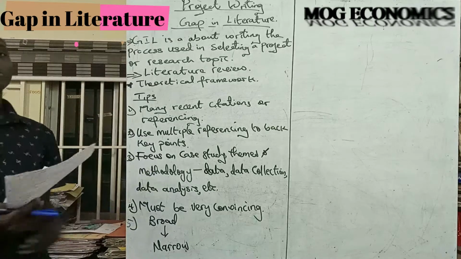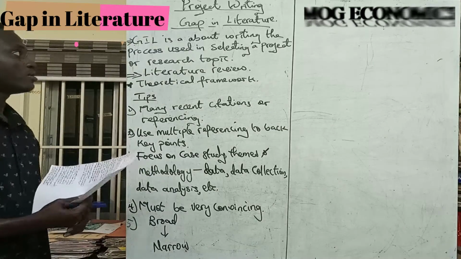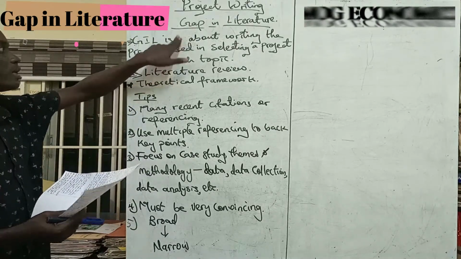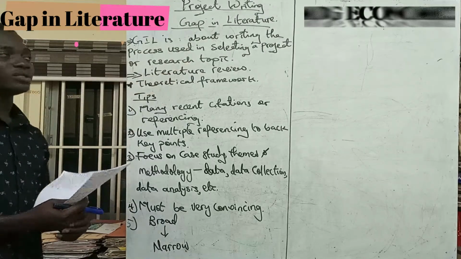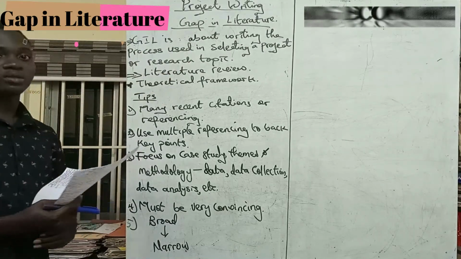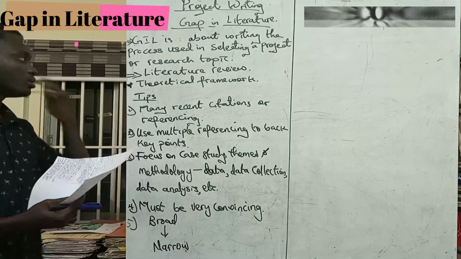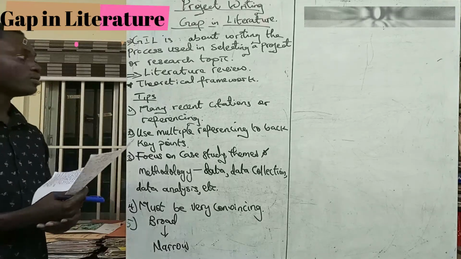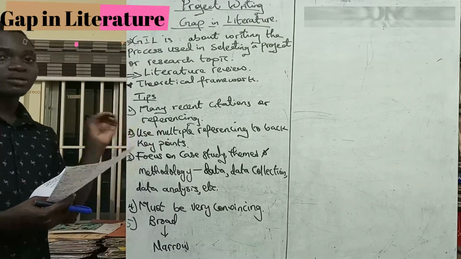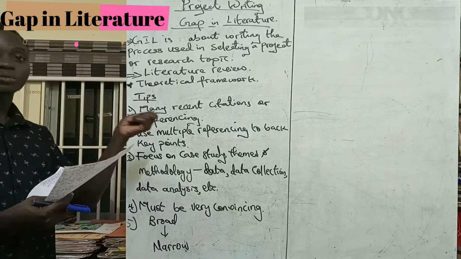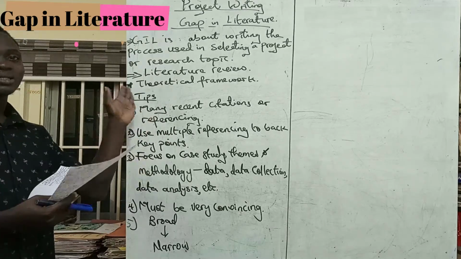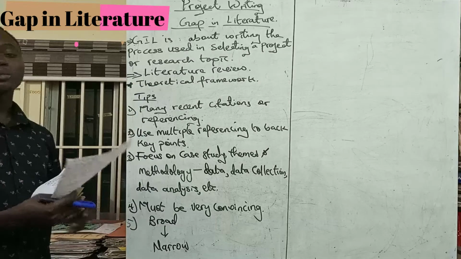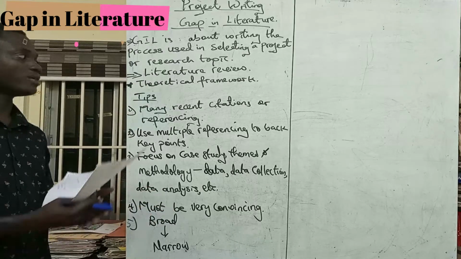First, gap in literature, GIL, is about writing the process used in selecting a project or research topic. It is under the literature review section, and also under literature review I didn't mention something, which is the theoretical framework. I intentionally started it here. It's not meant to be a part of gap in literature, but because I haven't spoken about it before, that's why I'm saying it here.